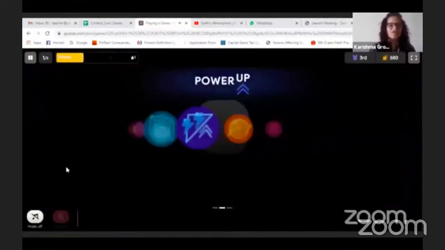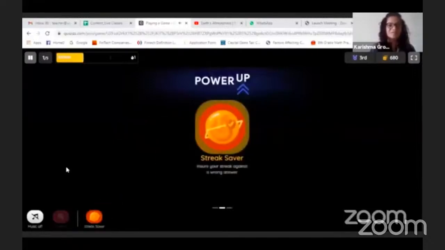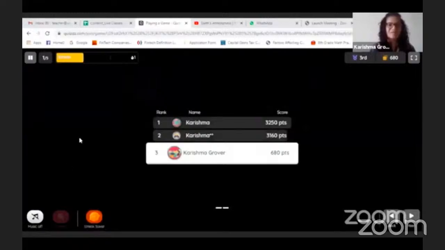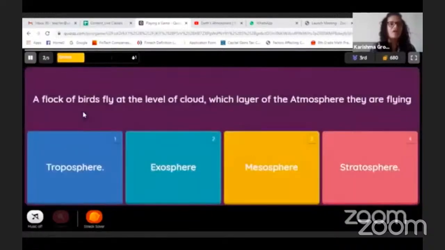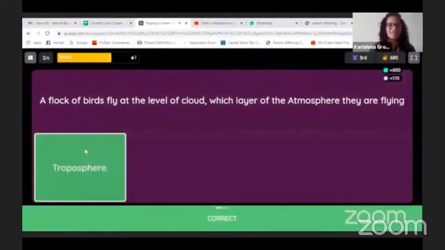Okay, next question. A flock of birds fly at the level of clouds. Which layer of the atmosphere are they flying in? Which layer has clouds? Which layer do the planes and the birds fly in? We know it. It's the first layer, and that is called the troposphere. Good job, everybody. I think you all understood it very well.